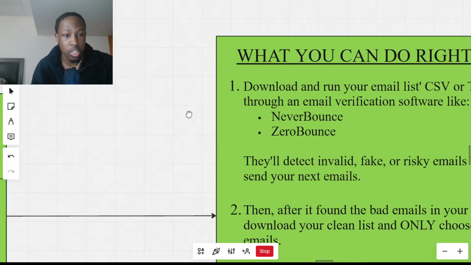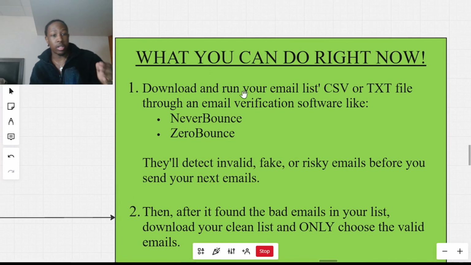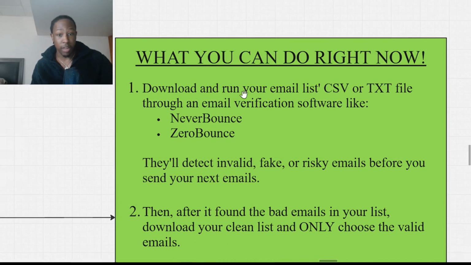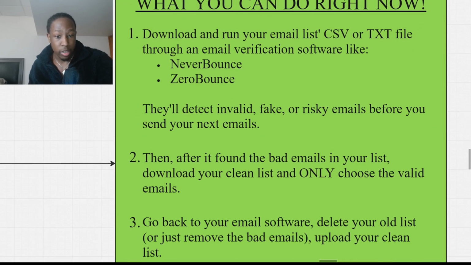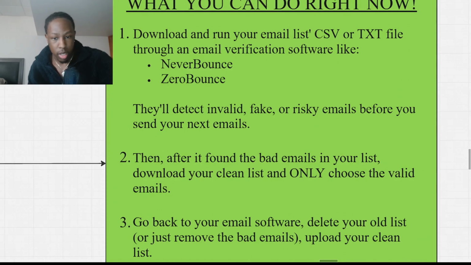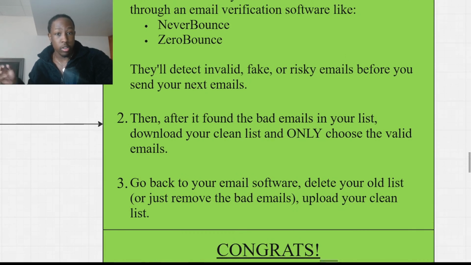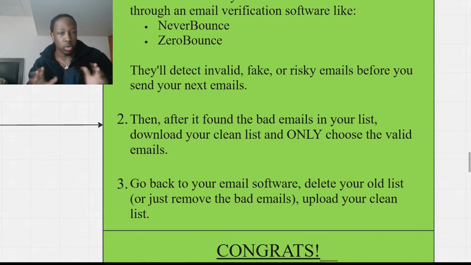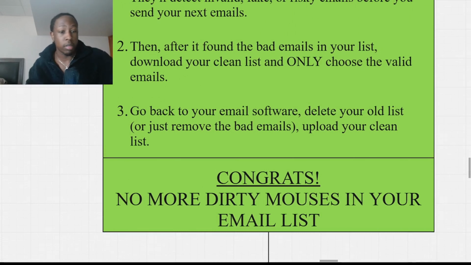So what's one thing you can actually do right now? So look, you can download your email list as a CSV or a text file and run it through an email verification software like NeverBounce or ZeroBounce. But let's say you use NeverBounce, okay? Then they'll detect invalid, fake, or risky emails before you send your next emails. Then, after it finds the bad emails in your list, download your clean list and only choose the valid emails, okay? Because it's going to give you some choices. Only choose the valid emails. And then you go back to your email software, delete your old list, or just remove the bad emails. You can do it if you want to. And then you upload your clean list, and then congrats, no more dirty mice in your email list. You're clean now. No more dirty mice.